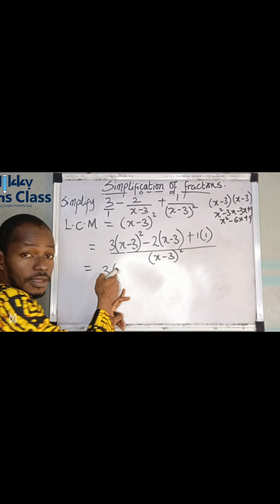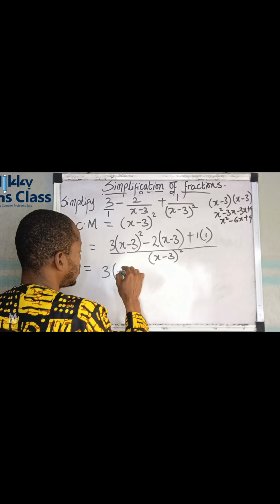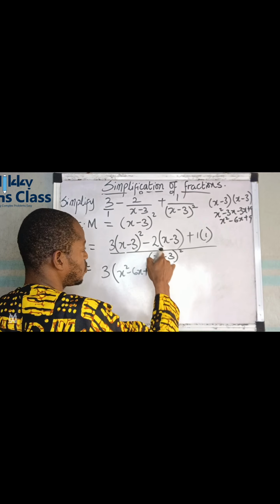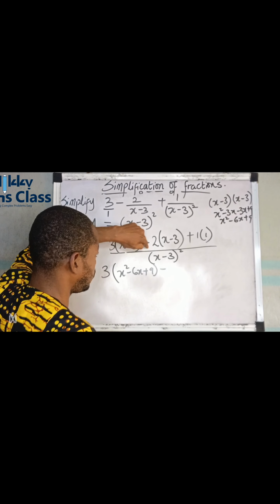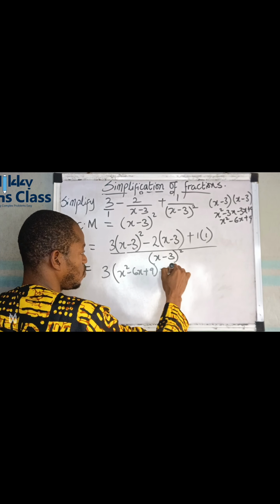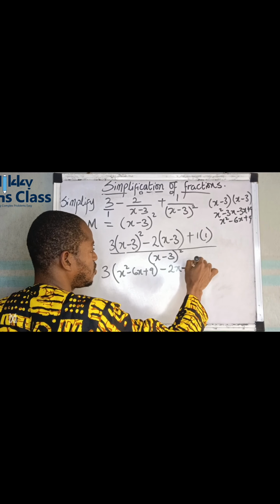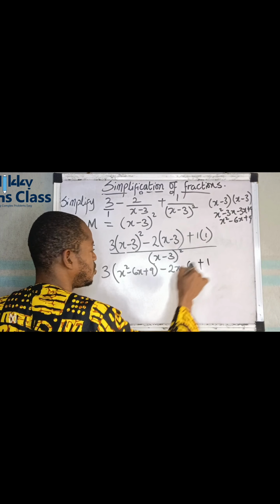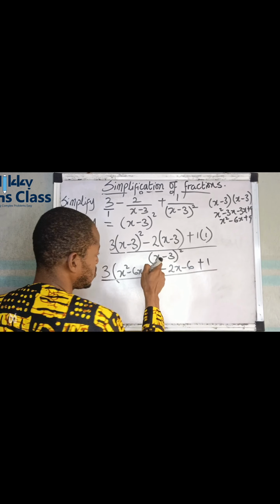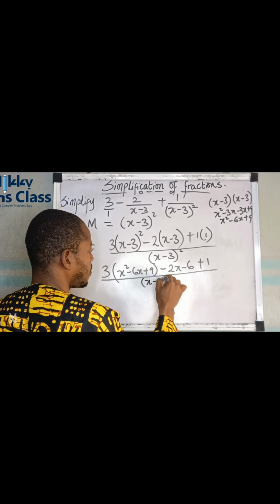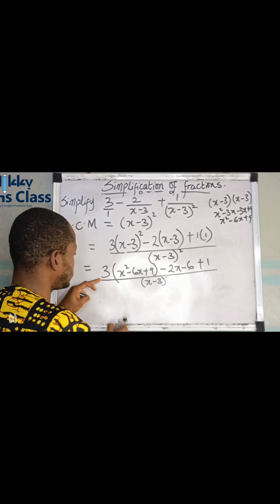So we put it here. So this becomes x squared minus 6x plus 9 minus, let's expand this, negative 2 times x, that's negative 2x. Negative 2 times negative 3, that's negative 6, plus 1 times 1 is 1, over, don't forget, our (x minus 3) all squared.